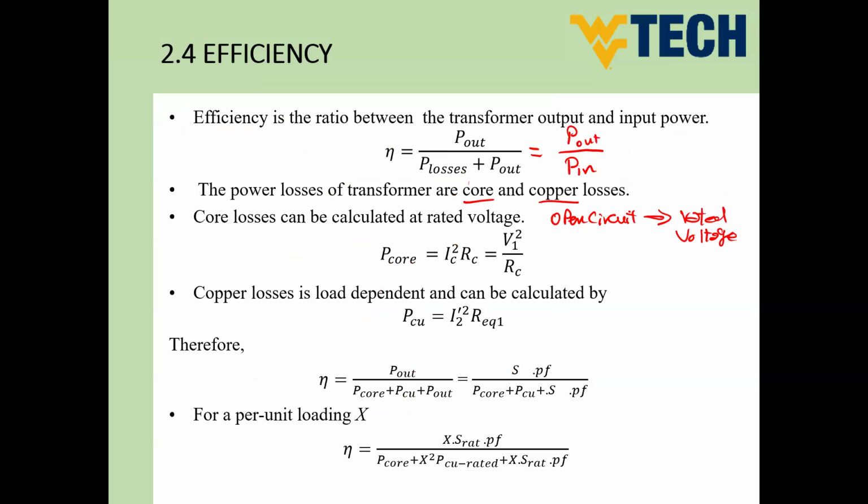For that, we can consider the core losses here as IC square RC or V1 square divide RC. So this is the relation that we use in the approximate equivalent circuits. Okay. For the copper loss, one more thing, guys. For the transformer, we will assume that we supply the transformer all of the time from the same V1. So we can assume that P core is constant during operation. So this is like an assumption.